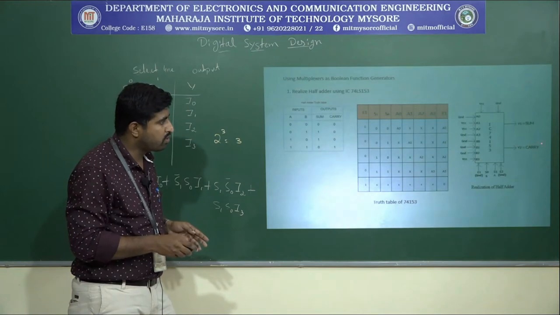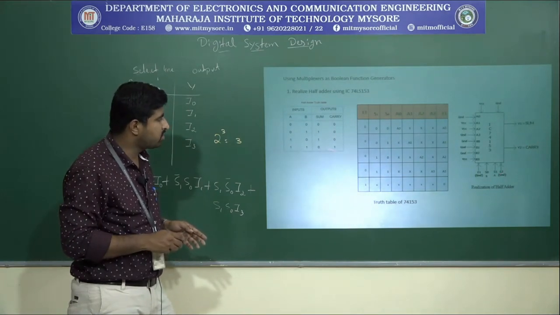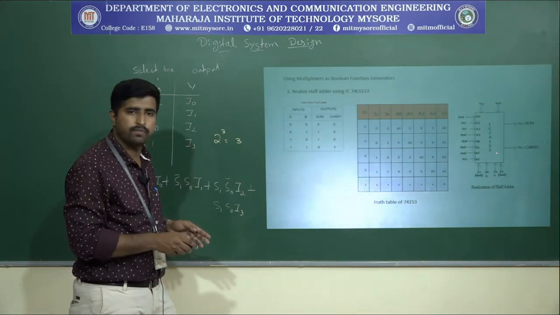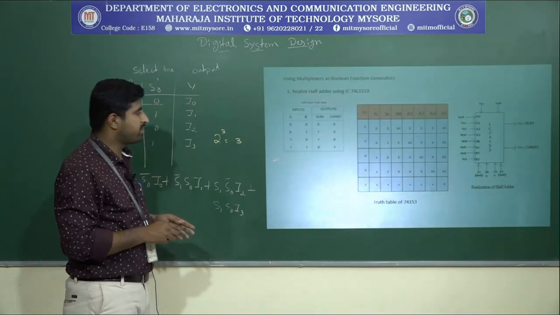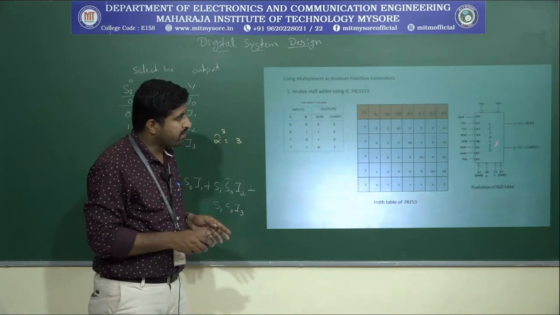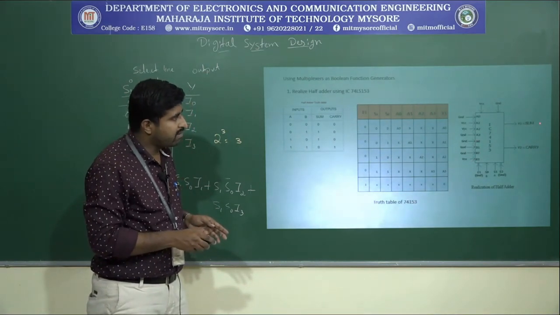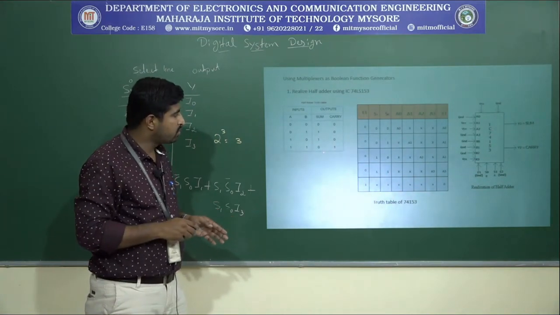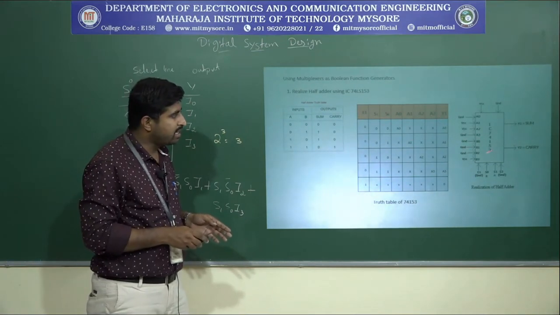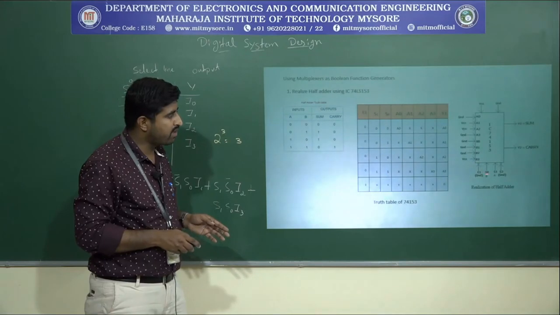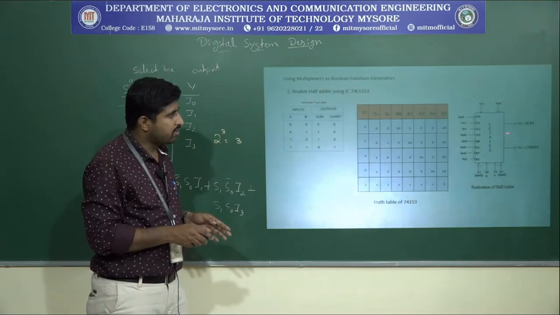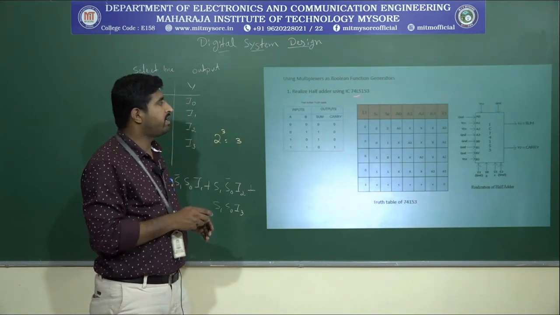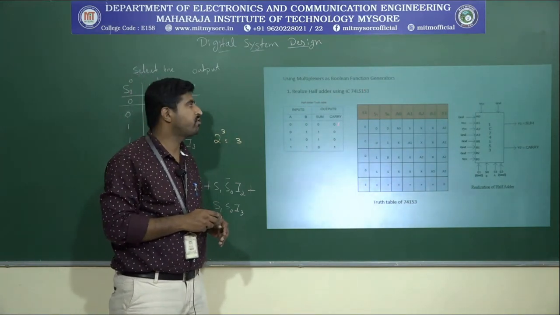So 1 0 is what we will get when the inputs are 1 0, that is a equals 1 and b equals 0. Hope you understood. Similarly, when we give 1 1, a3 will be connected to y1, that is sum, and b3 will be connected to y2, that is carry. What is the output we need? 0 1. So let's connect 0 to a3 and b3 will be 1. So when we have the 1 1 input combination, the sum and carry will be 0 1. Like this we can implement a full adder using the IC 74153.